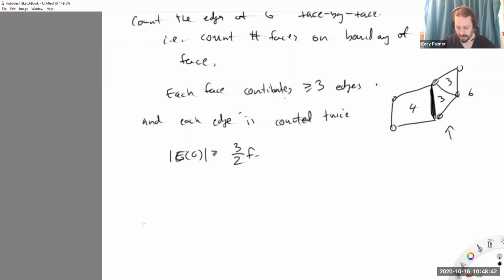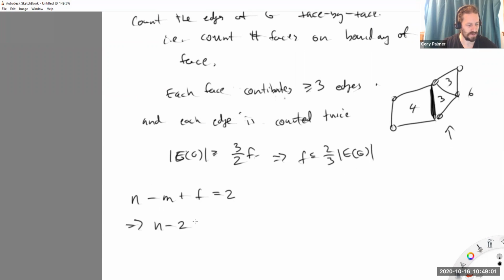Now we just use the Euler characteristic equation. Let me just rewrite this here. So this is an upper bound on F. F is at most 2/3 the number of edges in G. And then Euler characteristic says n minus m plus f equals 2, which can be written as n minus 2 plus f equals m. M is the number of edges of G.